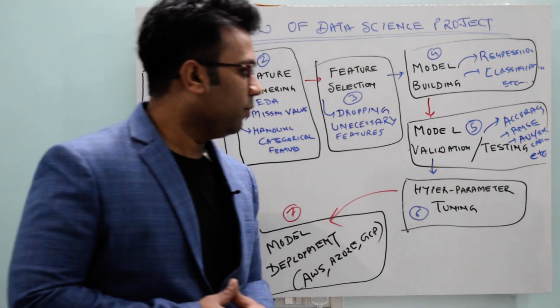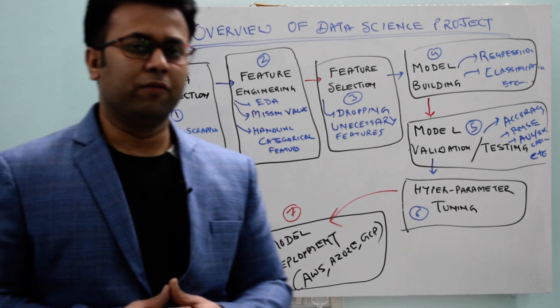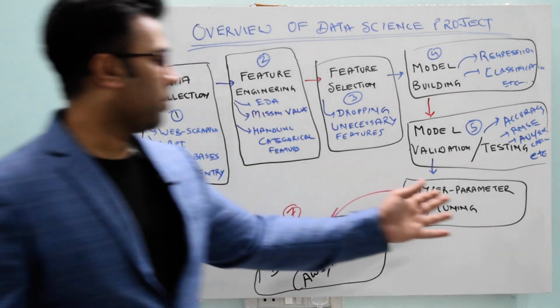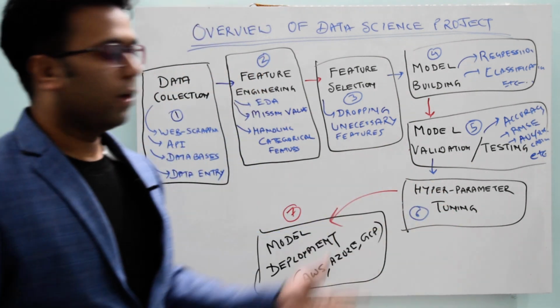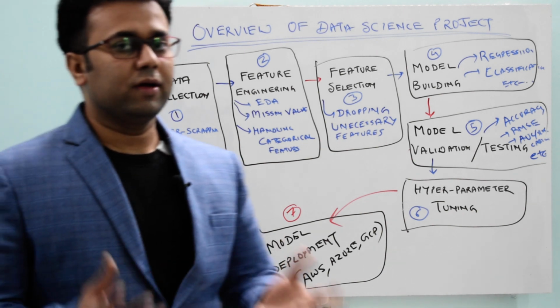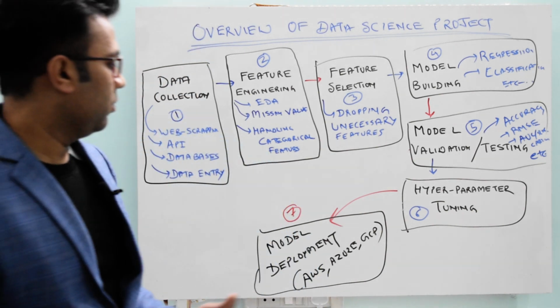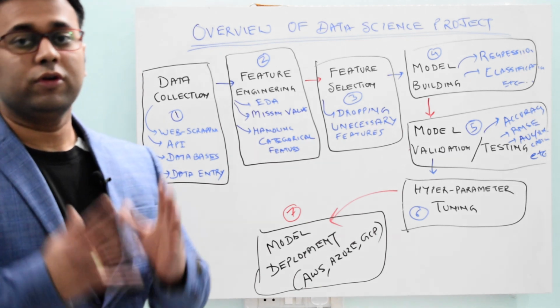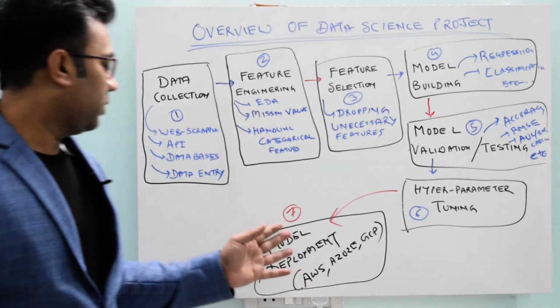Once we validate the model, if our accuracy is not good, then we can do hyperparameter tuning. Once hyperparameter tuning is done, we can again check our model accuracy, and we can move to the last step, which is the final step, the deployment step.